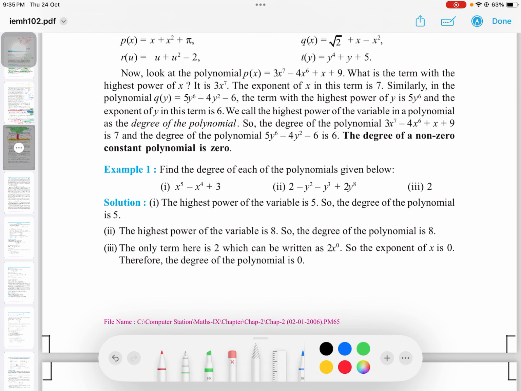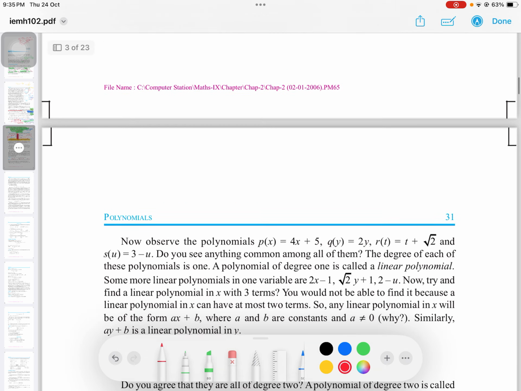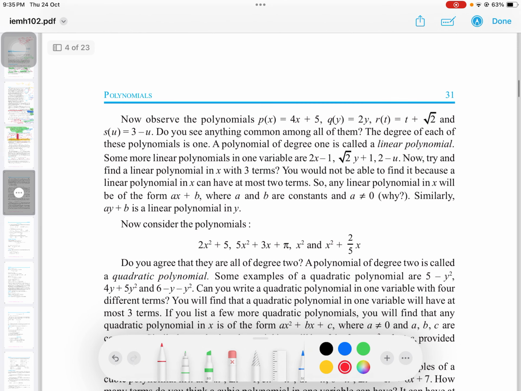So just to check your understanding about the degree of a polynomial, I want you to go solve this. The solutions are given, you would understand, so I'm not going to walk you through the examples. Now you are going to learn about the linear polynomial. What is a linear polynomial?